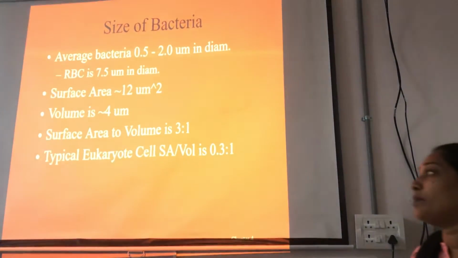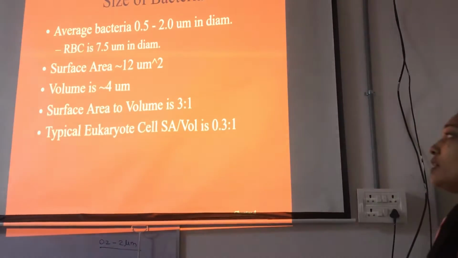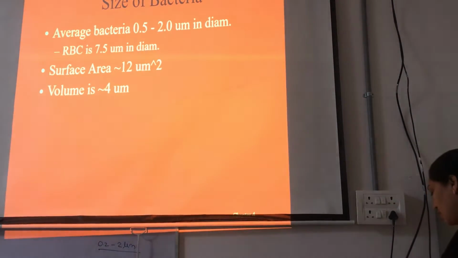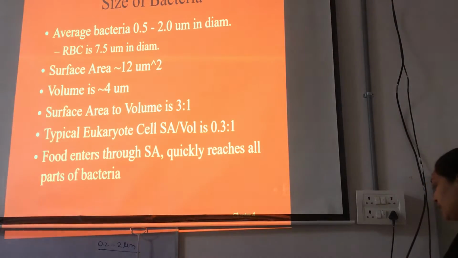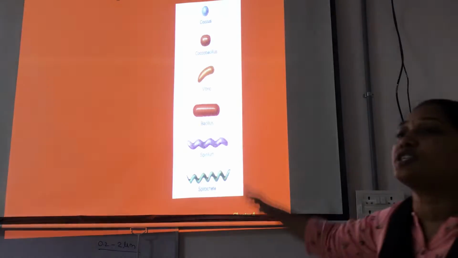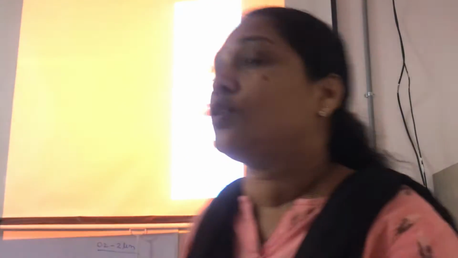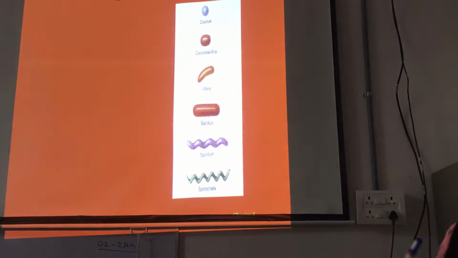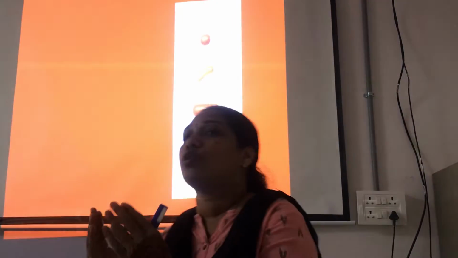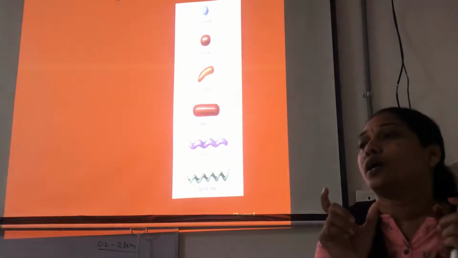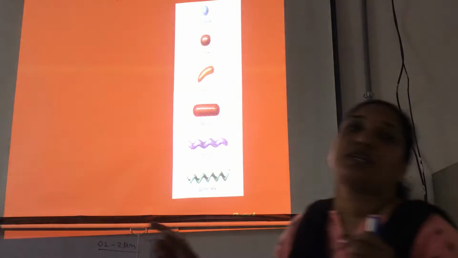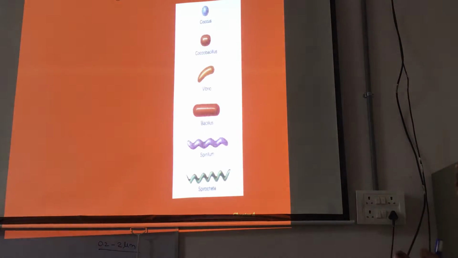And when you take the typical eukaryotic cell, its volume is 0.3:1, right? It is higher than the bacteria, you can just say. If you see here, these are the different shapes of bacteria. What are those? You can just see cocci forms, cocobacillus. That means they are like a combination of bacillary forms and cocci, not round and not rod shape. So those bacteria are called as cocobacillus.